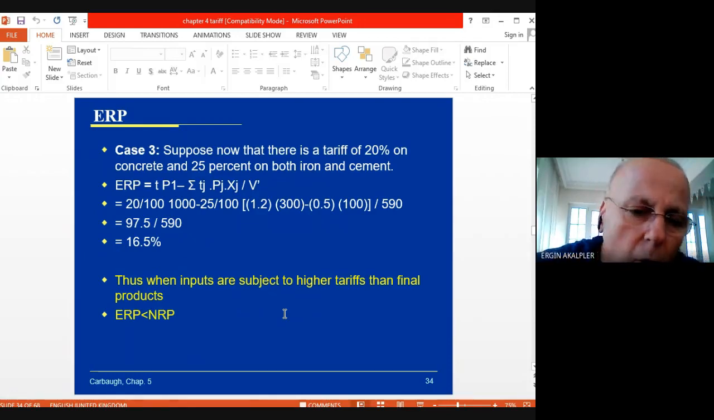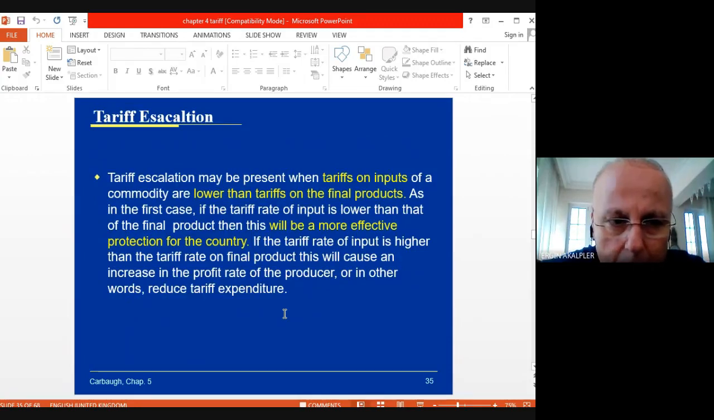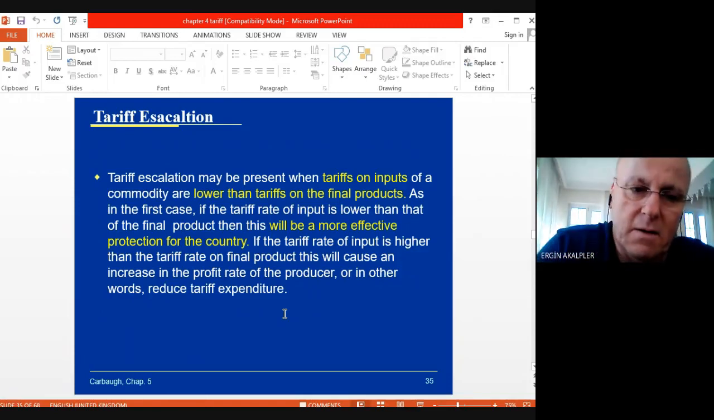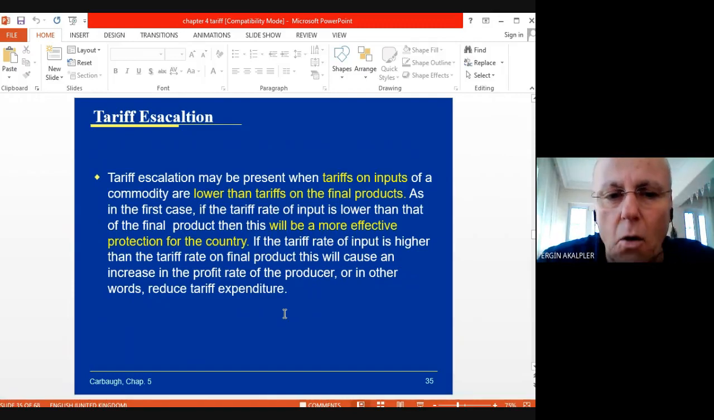Therefore, this is the reason that, as a conclusion regarding this example, we can make concluding remarks for tariff escalation. It is observed in the given example that when the tariff on inputs of a commodity is lower than the tariff on the final product, as in the first case, this will create more protection.